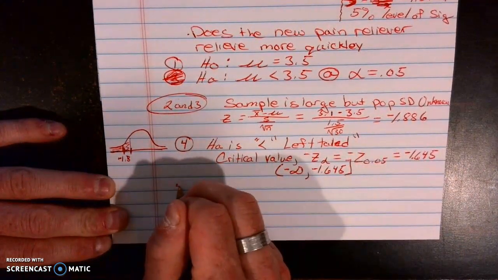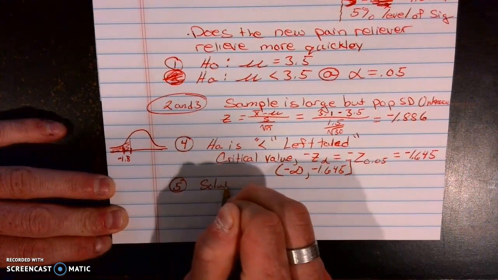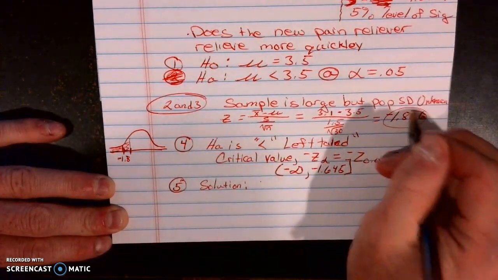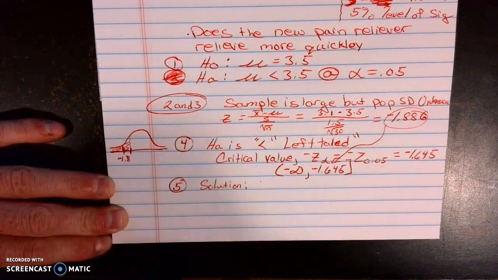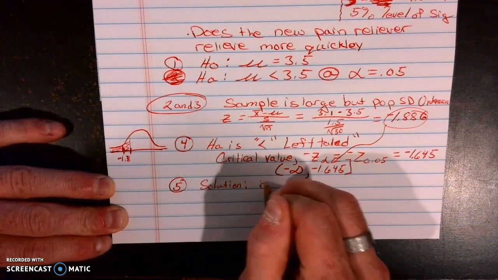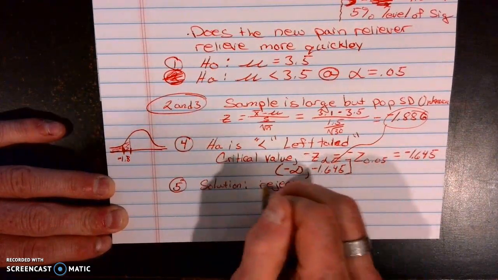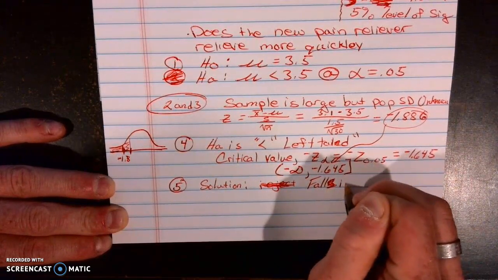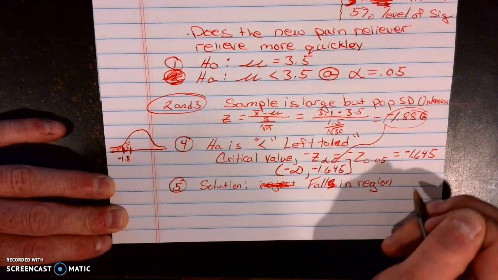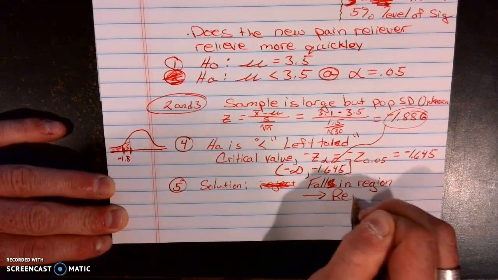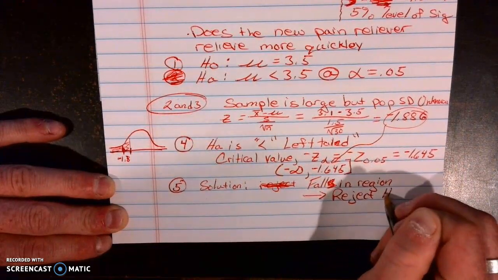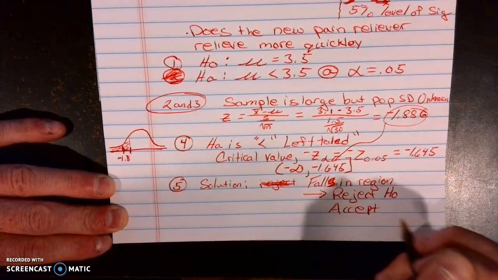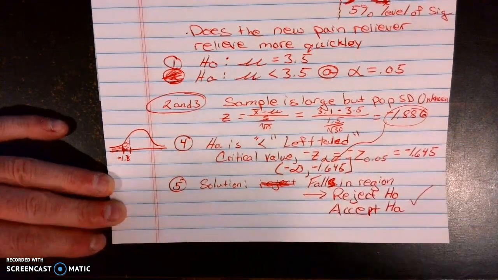And we can say this. Solution: since this falls within this region, like we're showing right here, it falls in the rejection region, and therefore we can reject the null hypothesis and accept the alternative hypothesis. Okay?